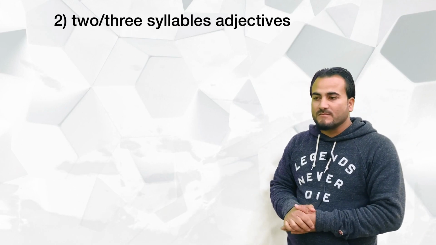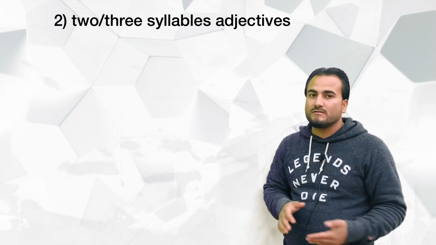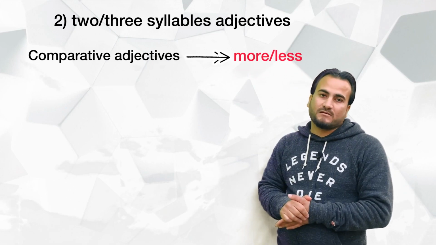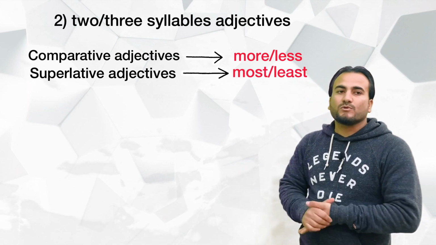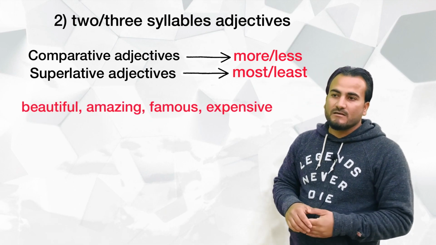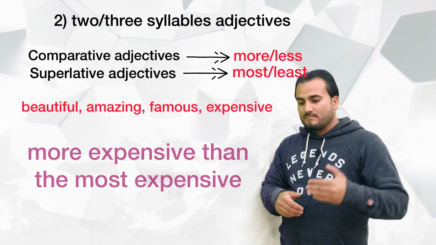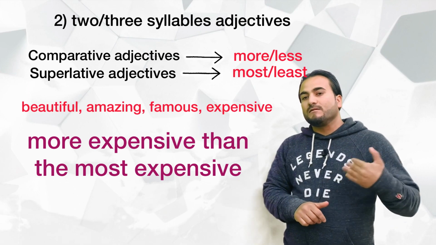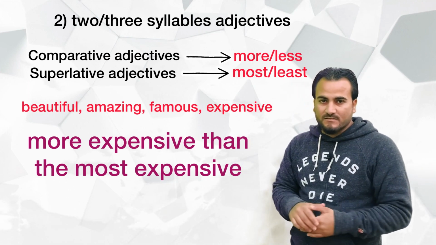Okay, for adjectives with 2 syllables or more than 2 syllables, maybe 3, maybe 4, we have to use more when forming the comparative form, and most when forming the superlative form. These are words like beautiful, amazing, famous, expensive. Okay, so more expensive than, this is the comparative form, and the most expensive. Okay, more expensive than, the most expensive, this is in the superlative form.